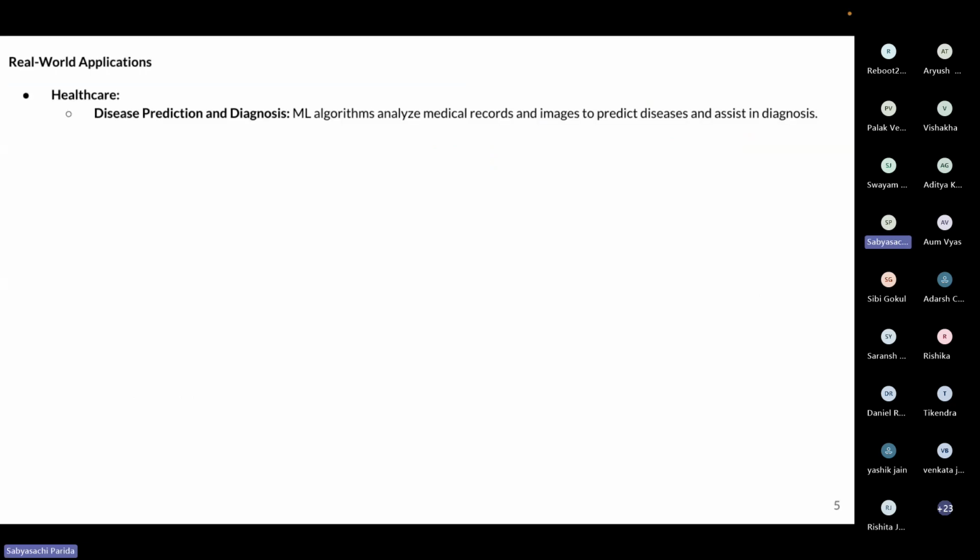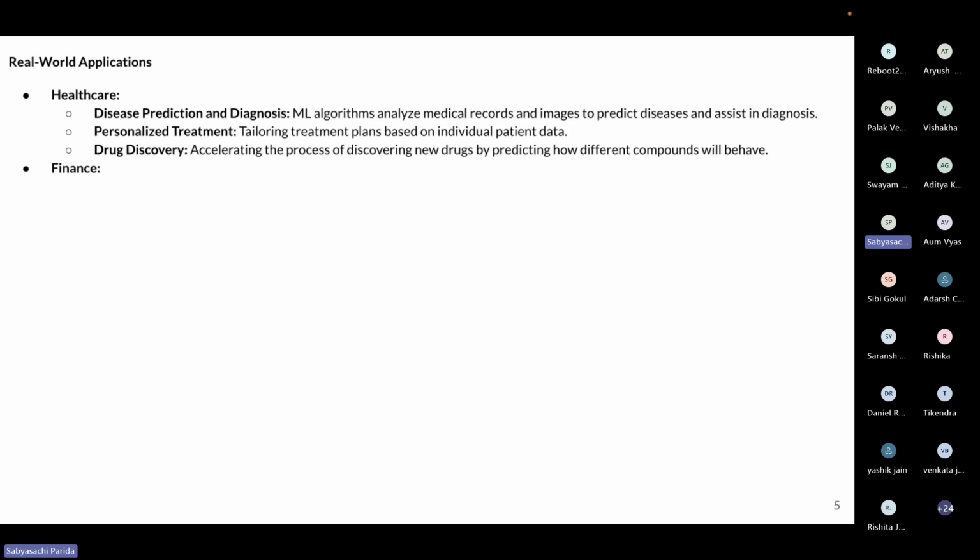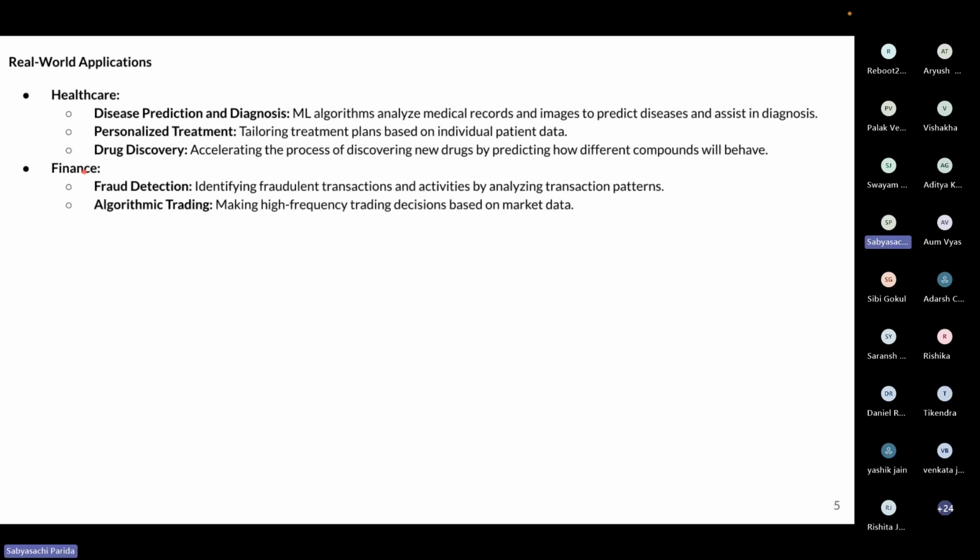Let's see some of the real world applications of machine learning. To start with, let's look into healthcare. In healthcare, what machine learning has been doing is disease prediction and diagnosis, and also personalized treatment and drug discovery. In the case of finance, there is fraud detection, algorithmic trading, and credit scoring.